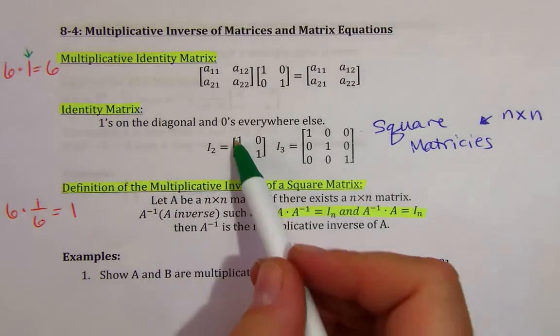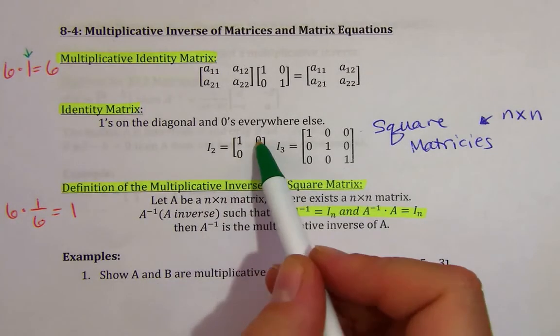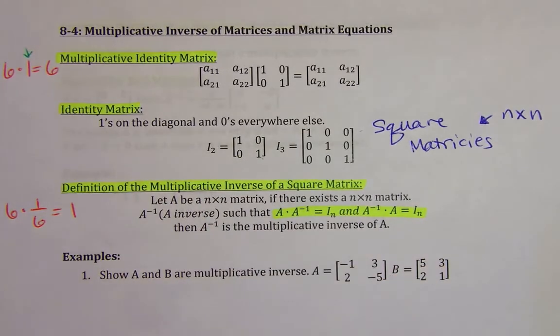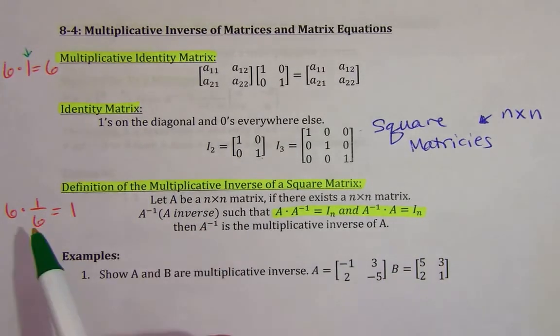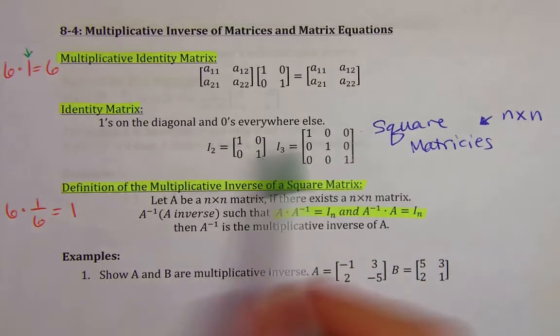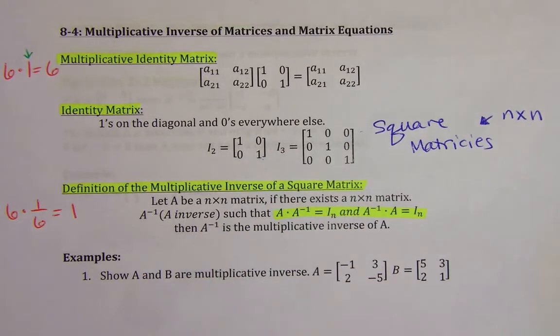So what that means is that this, 1s down the main diagonal and 0s everywhere else, exactly what it says right here, those are the identity matrices. I can multiply any matrix by this, any 2 by 2 matrix or 3 by 3 matrix by these, and they won't change at all.